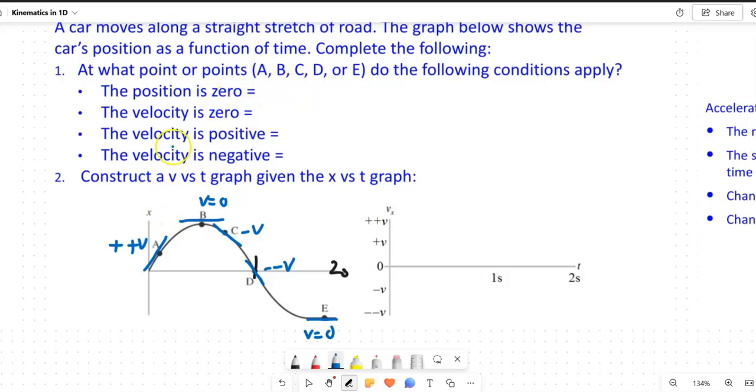So positions of 0 occur at A, B, and C. A velocity of 0 occurs at B and E. A velocity that is positive only occurs at A. And velocities that are negative are C and D. So if we plot this out, A is going to start us out with a very positive slope. And then B is going to be 0.